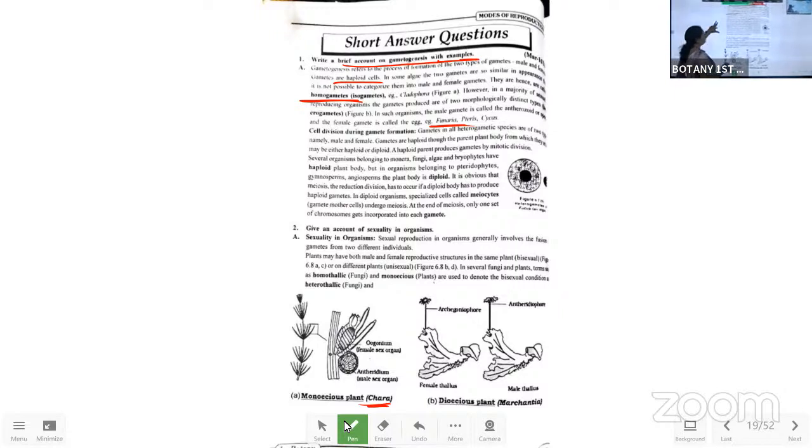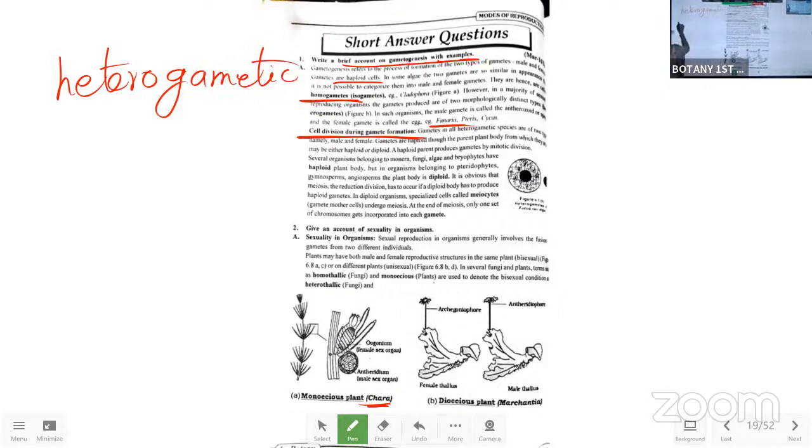Now, after this, how are these gametes formed? So, they are asking for an account of gametogenesis. And we have to give which type of cell division occurs for the formation of the gametes in the plant body. So here, in the maximum organisms the gametes are heterogametes. Maximum organisms have the heterogametic condition. That is, male gametes and the female gametes are different.